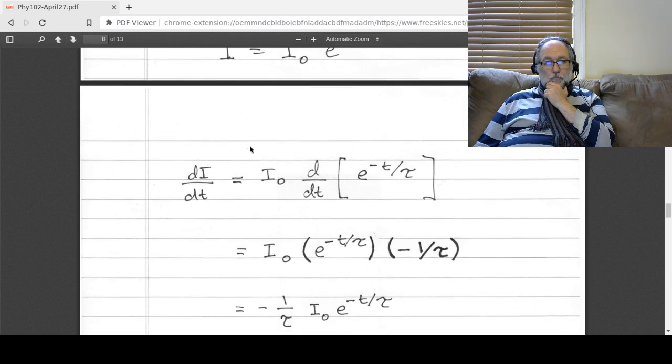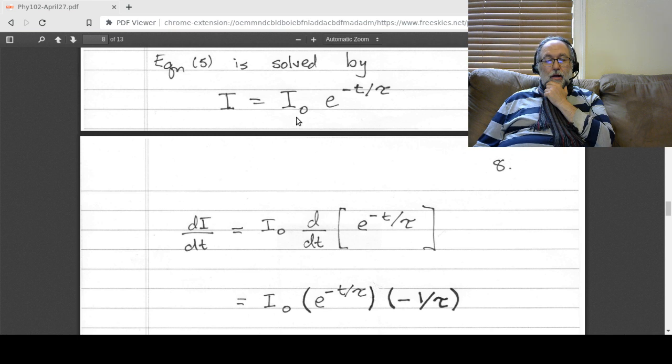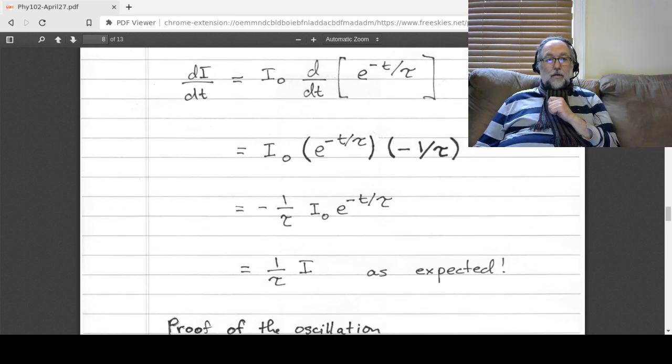You see, if you have I naught e to the minus t over tau, when you differentiate the right-hand side here, well, the I naught comes in front. The derivative of the exponential is the exponential again, and then you get, because of the chain rule, you get the minus 1 over tau. Okay, and then you recognize that I naught e to the minus t over tau, that's just I all over again, and you get this equation here for, with the minus sign in front, for di by dt. Okay, so let's switch back now to the whiteboard.